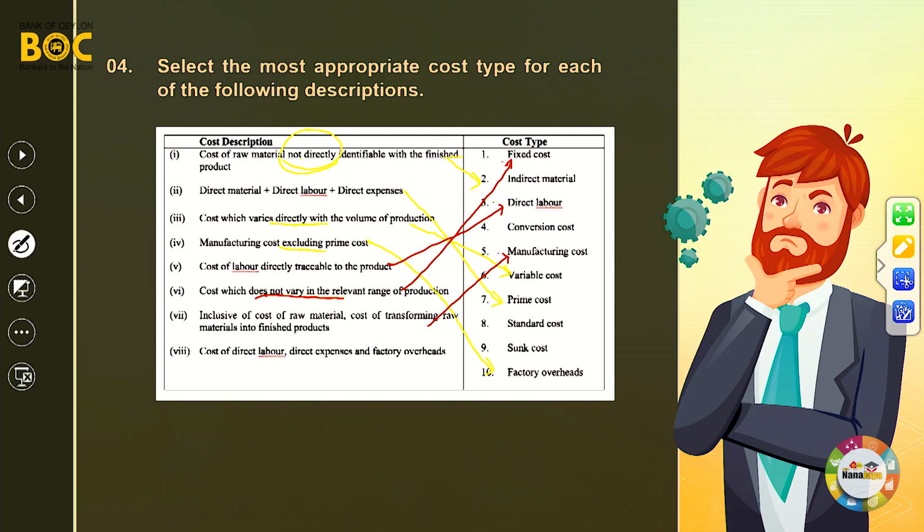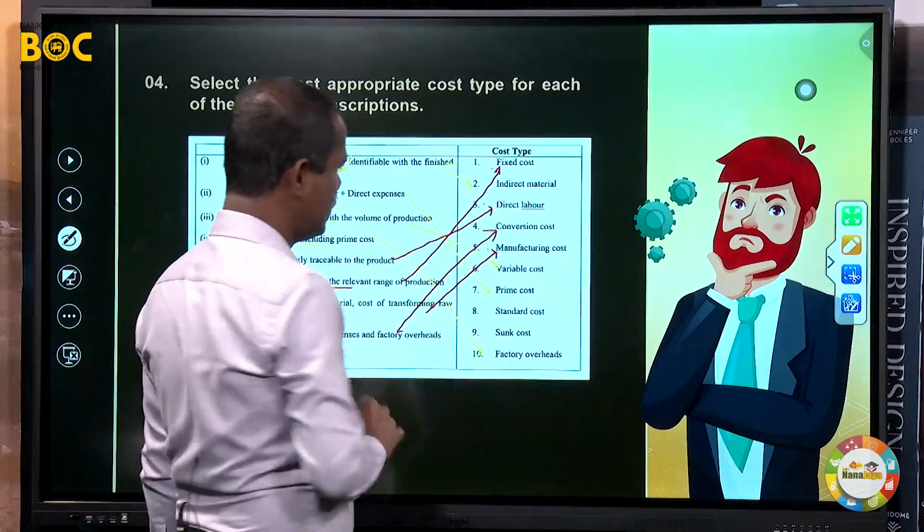The cost of direct labor, direct expense, factory overheads. These are part of manufacturing cost, but excluding direct material. So, material you convert into finished goods. In converting raw materials into finished goods, you incur these expenses, we call conversion cost.